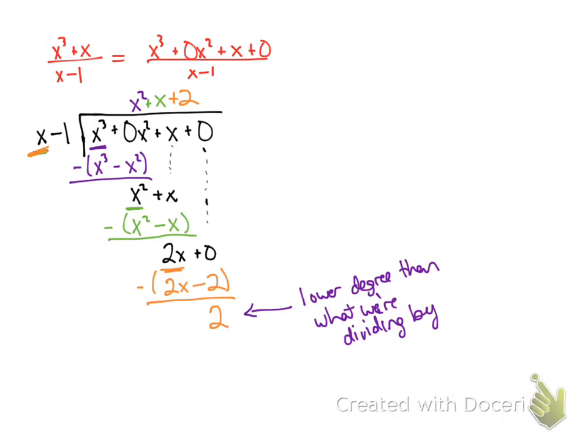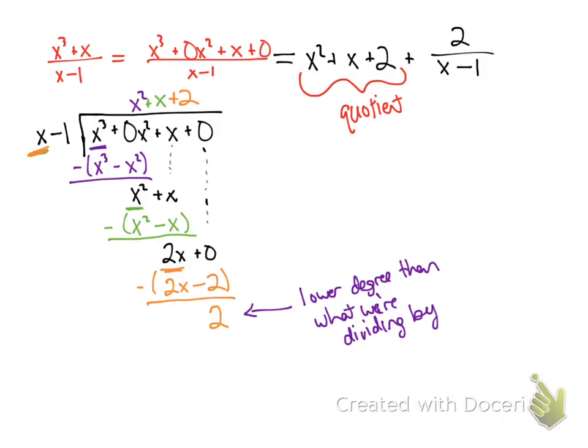Right? So the division gave me x squared plus x plus 2 with the remainder of 2. But we can write that as a fraction as x squared plus x plus 2 plus that remainder over x minus 1. So the quotient is the polynomial, x squared plus x plus 2, and then the new fraction is the remainder over what was originally on the bottom, the original denominator.